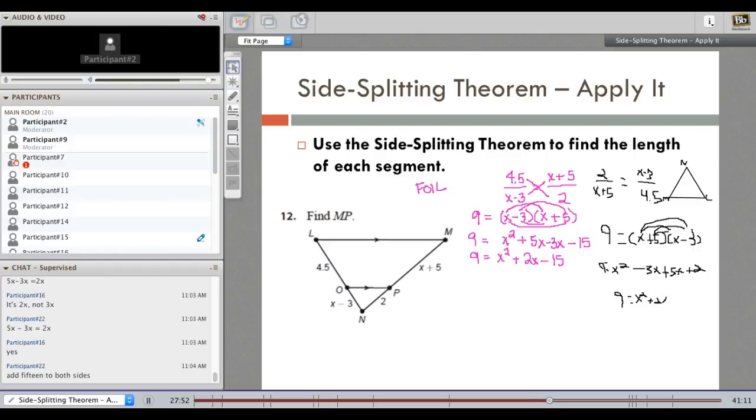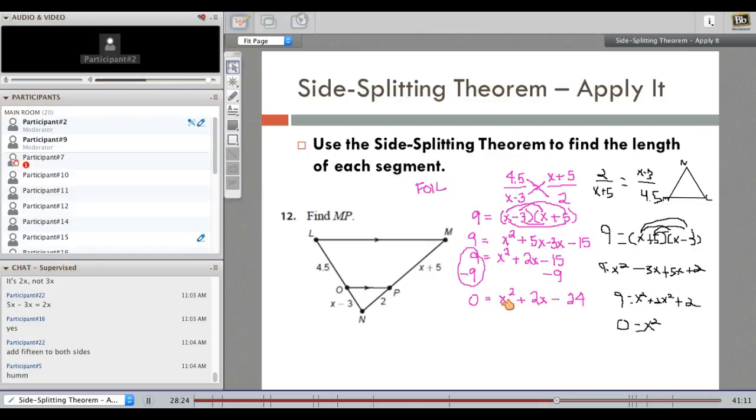Okay, it looks kind of like crickets here. What you want to do is get everything on one side. Nope, don't add 15 to both sides. What you want to do is get everything over to the same side where the x squared and the x are. So we're going to subtract 9 actually. And what we're going to get over here is a 0. So we're going to have x squared plus 2x, and that would give us a minus 24.